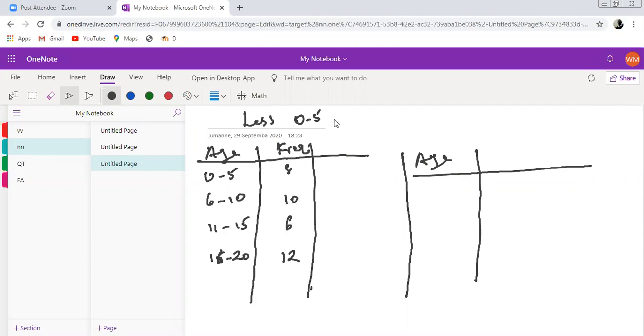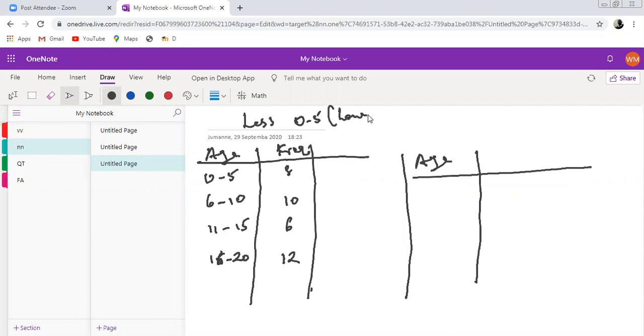You subtract 0.5 from the lower limit. You subtract 0.5 and then add 0.5 on the upper limit. You subtract 0.5 from the lower limit, then add 0.5 on the upper limit. So what you are going to find is this.